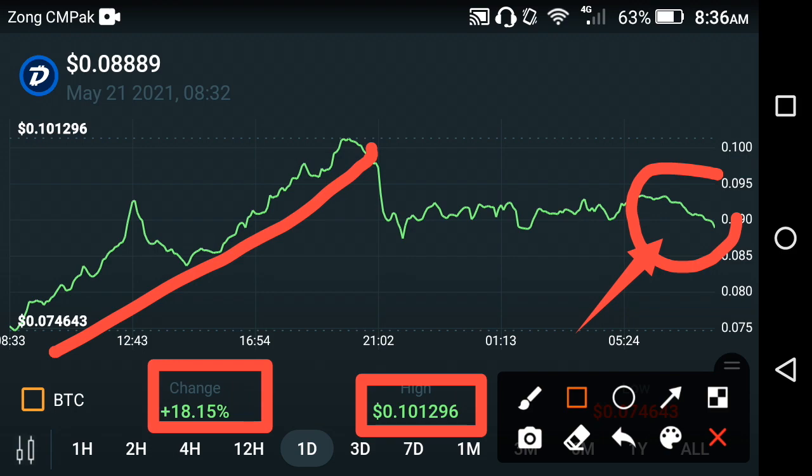My suggestion for all of my viewers is that it's time to hold, not to sell, because the price is falling for a while. And my prediction, as I told you, is that after a few hours there is again a chance to take a jump. So if it takes a jump in the future, absolutely you are in profit.